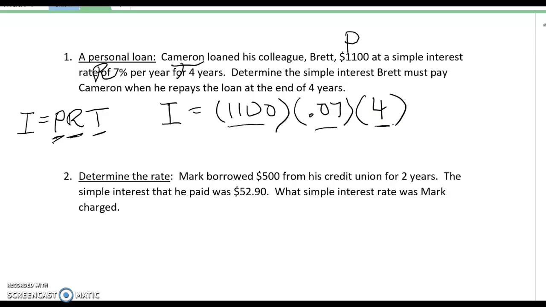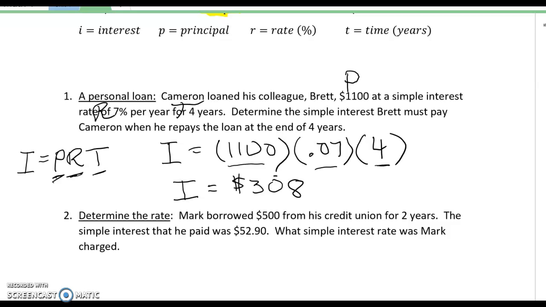All right, so using this formula, we're solving for I. So we're going to take our calculator and multiply these three numbers together. We calculate an interest value of $308.